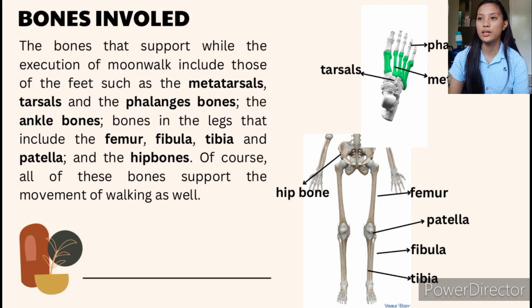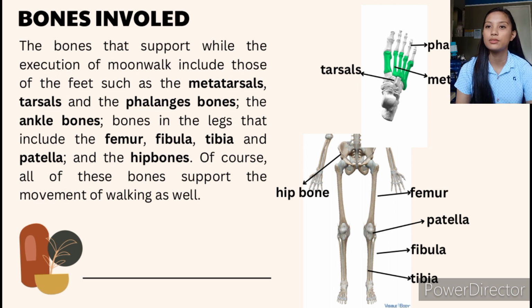The bones composed of the tibia, fibula, and talus play a crucial role in the moonwalk dance. The tibia and fibula provide stability to the ankle, while the talus bone helps to transfer the weight from the foot to the leg and back again.